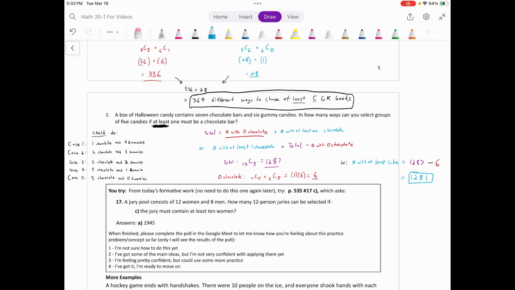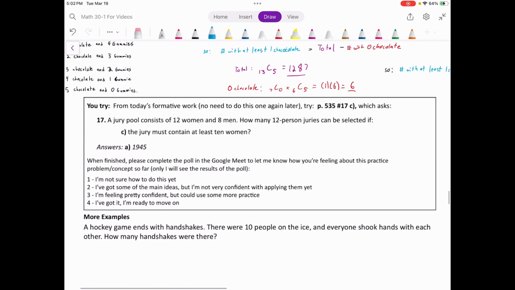Okay, so go ahead and try this one out. This is a continuation of the one that I asked you to do earlier. This one contains that keyword at least, so you might have multiple cases to think about here. I think when I did it, I had 3 cases to think about. So try that one out.